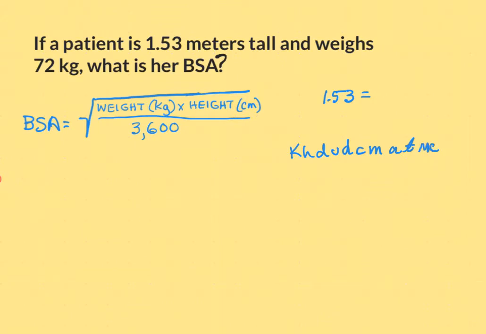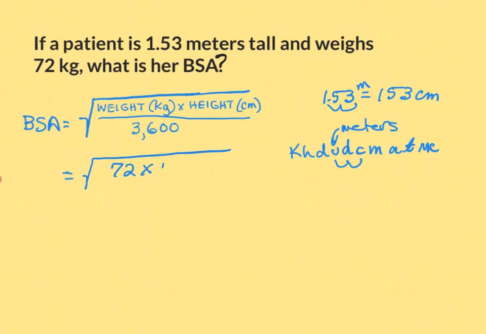We're starting at meters, which is our unit, and we're moving 1, 2 to the right to get to centimeters, so we're going to move the decimal place 2 to the right. So 153 centimeters is her height. We have her height in centimeters and her weight in kilograms, so we can perform this calculation. Weight is 72, height is 153, and we are dividing by 3,600, and that gives us 1.75, and because of the way it's calculated, meters squared is the unit.